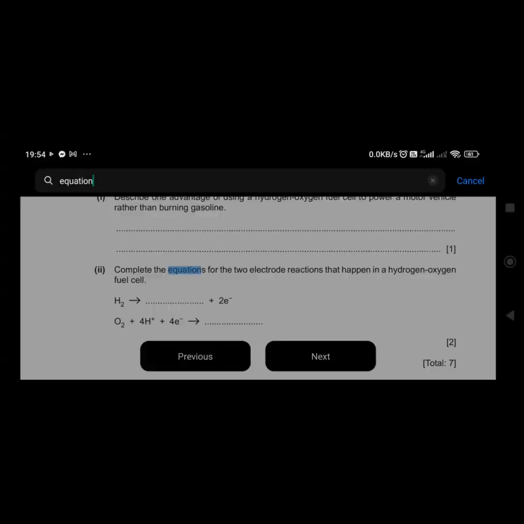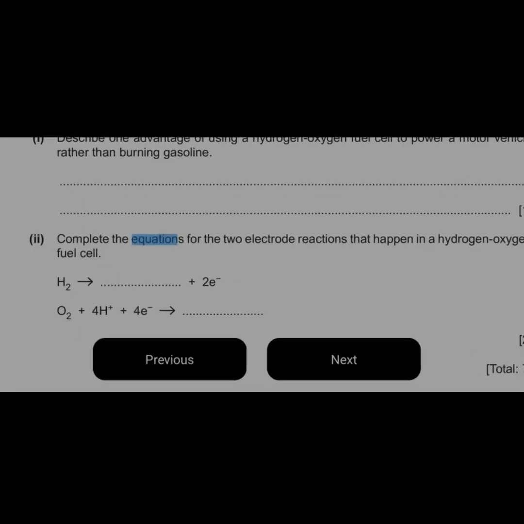Yeah, we discussed many ionic equations. Let's see whether there's one more. This was also there: hydrogen fuel cell, and then they ask you to write sometimes half equations like this. I think I'm taking some half equations.